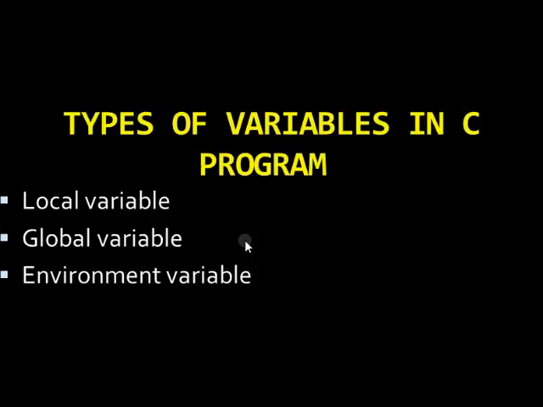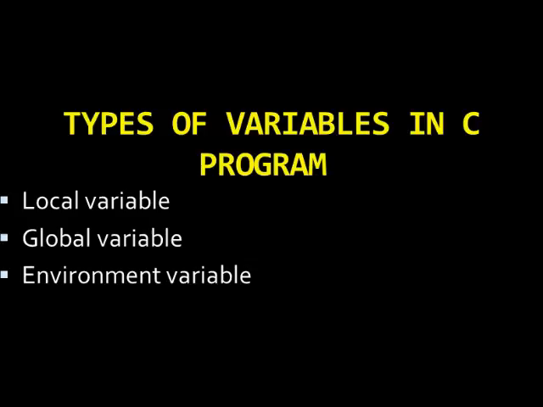So here we'll be reading about the different types of variables in C. There are 3 types of variables in C: local variable, global variable, and environmental variable. A local variable is nothing but one whose scope, that is the life of the variable, will be within the function only. These variables can be declared only within a function and cannot be accessed from any other function outside the function.